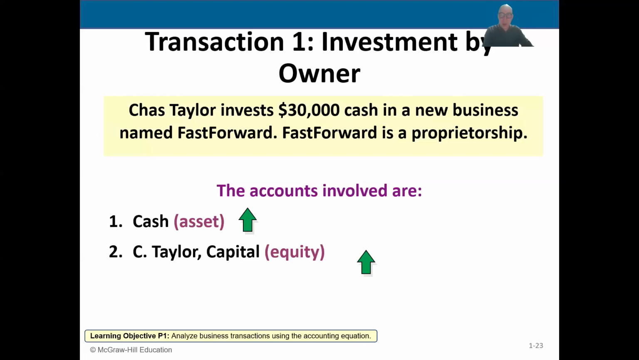The first transaction is investments made by the owner. The owner of the business put $30,000 of their cash into the business to get the business started in a new partnership, or, I'm sorry, proprietorship. So when the owner puts money into the business, we debit cash to represent cash going into the business. It's an increase in cash. And we credit capital, paid in capital, which increases the equity for the owner.